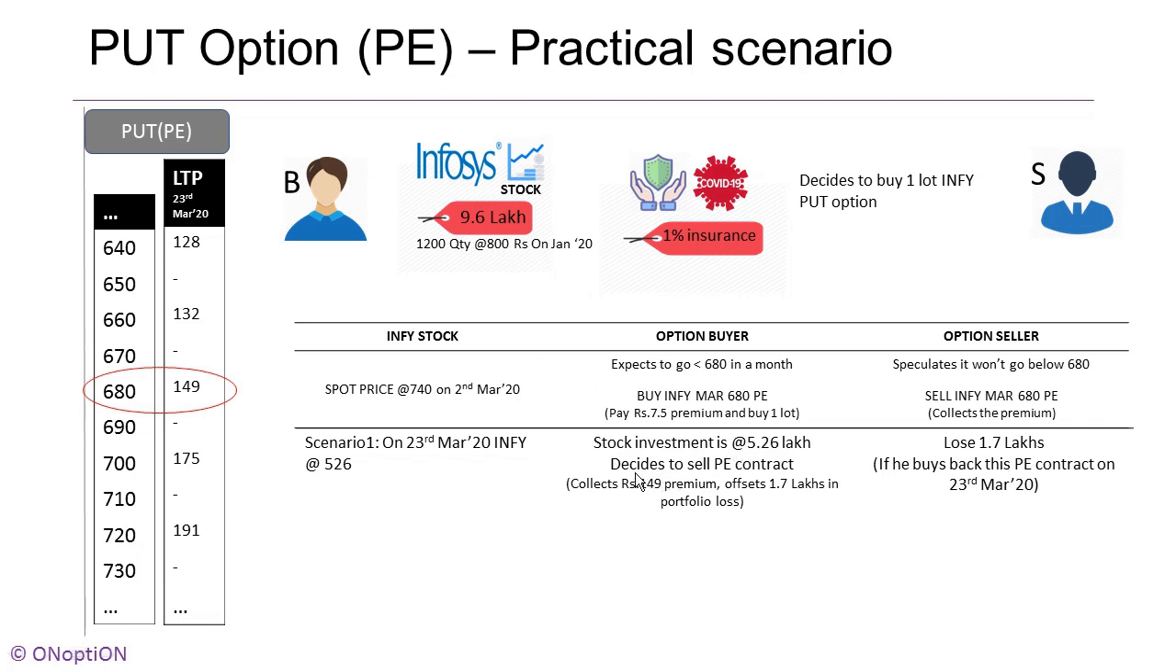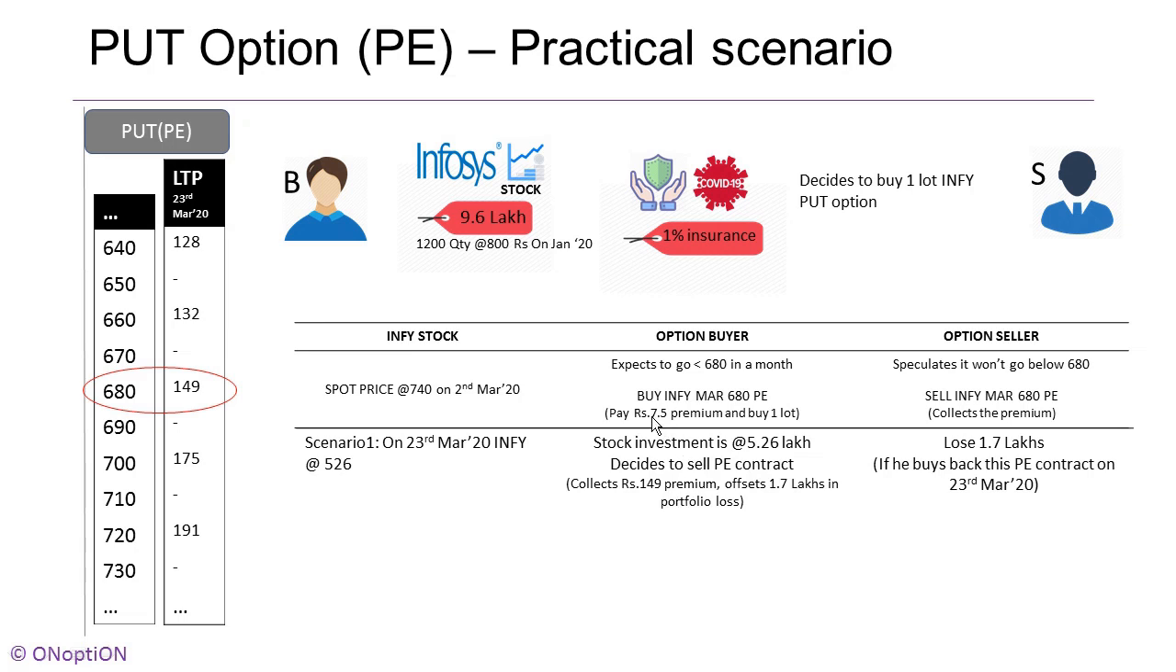But fortunately, he bought a put contract at 680 strike price. So in case he decides to sell this put contract to someone else, what happens? That 680 put contract is currently trading at 149 rupees on 23rd March. So if he decides to sell, he can collect this 149 premium.